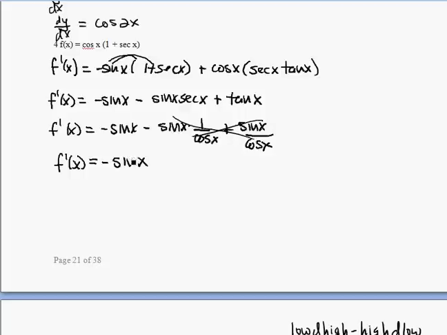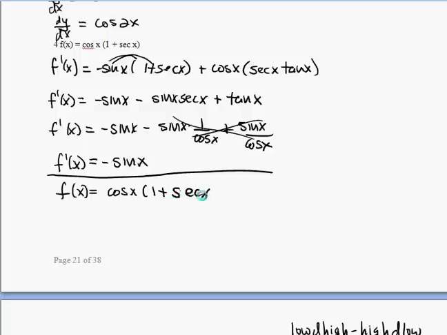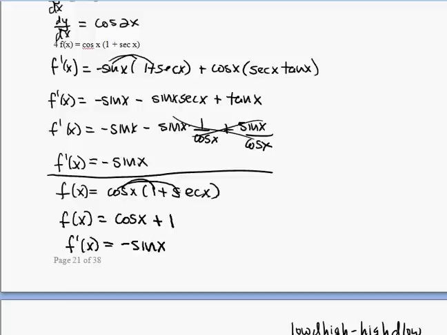Conversely, since it's such a very nice answer for a lot of work, what if we handled this a different way? Rewrite the original function. Oops, that's secant x. I'm going to distribute this cosine. So I get f of x equals cosine of x plus, well, cosine times secant is 1. So here's my function. If I take the derivative of that, the derivative of cosine is negative sine x, and the derivative of 1 is 0. So there's the same answer using two different methods.